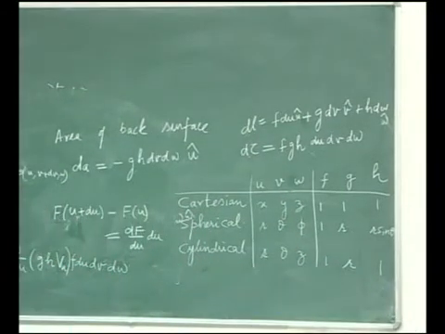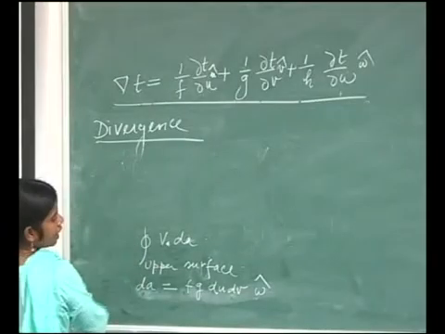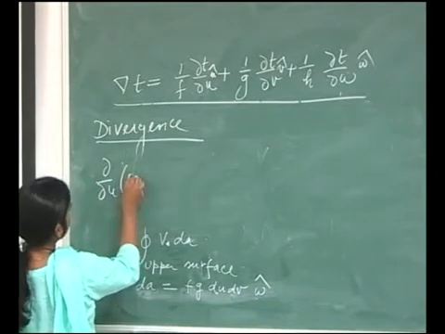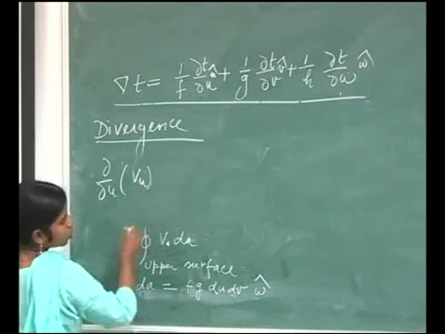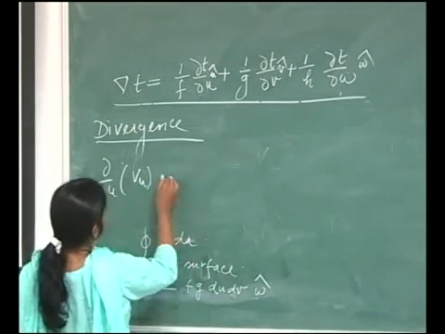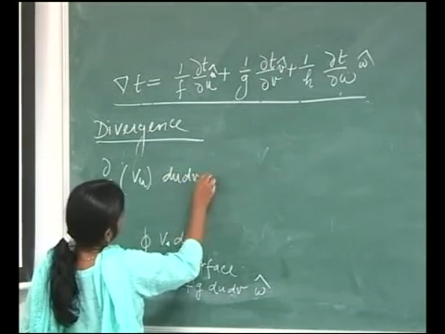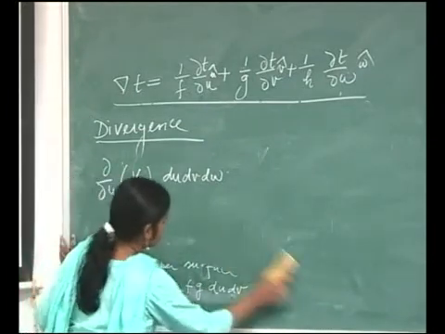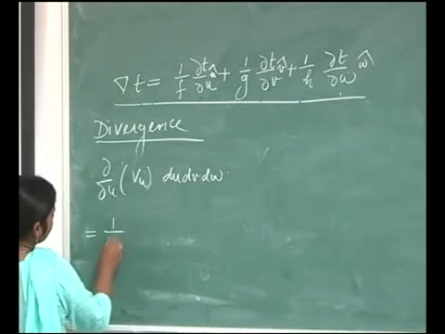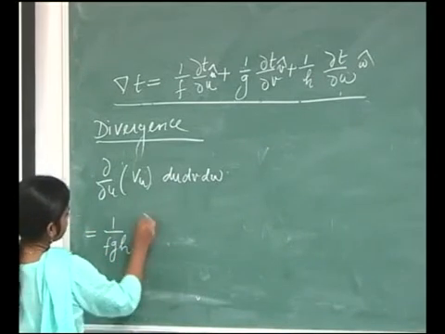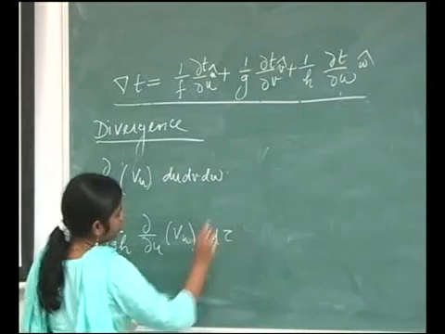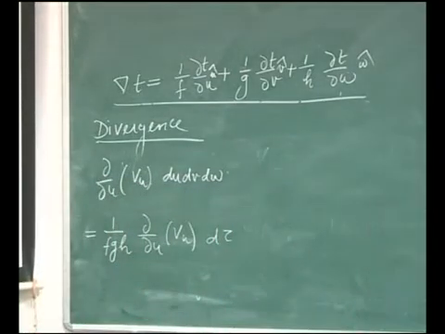So I replace that here. I write that this is equal to del by del U of Vu into du dV dW, and this should be equal to 1 by FGH del by del U of Vu into d tau. This conversion comes from here.